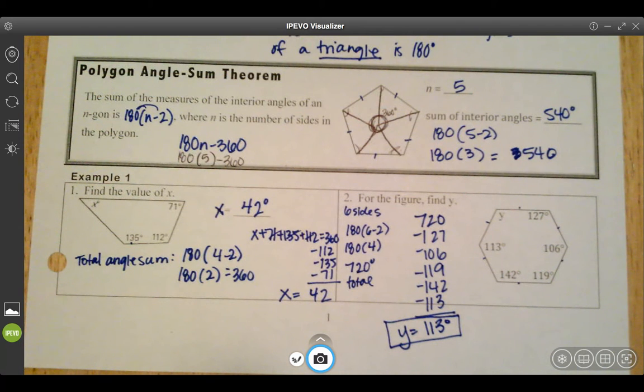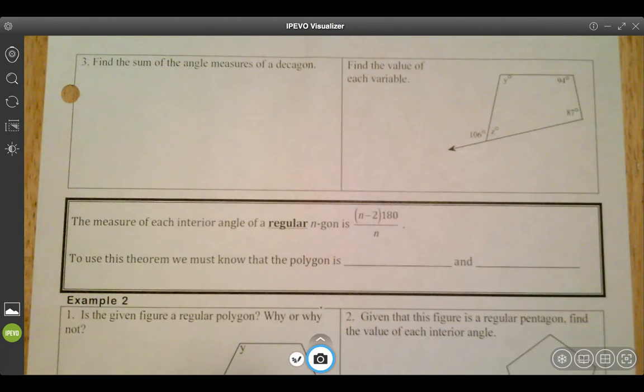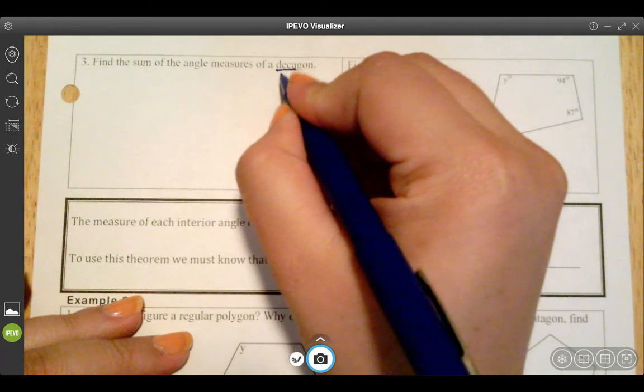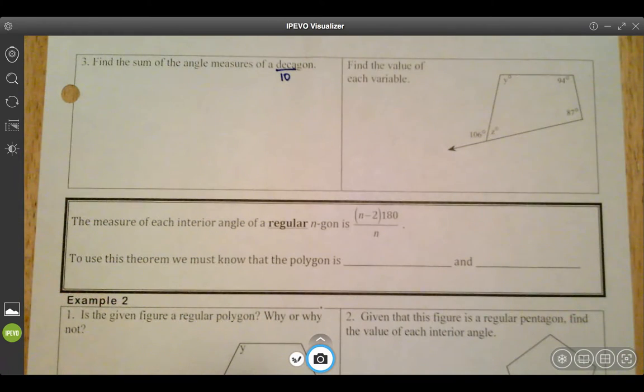Okay, let's look at a couple more examples. For number 3, we want to find the sum of the angles for a decagon. Deca is 10, like a decade or a decimal. Dec means 10.